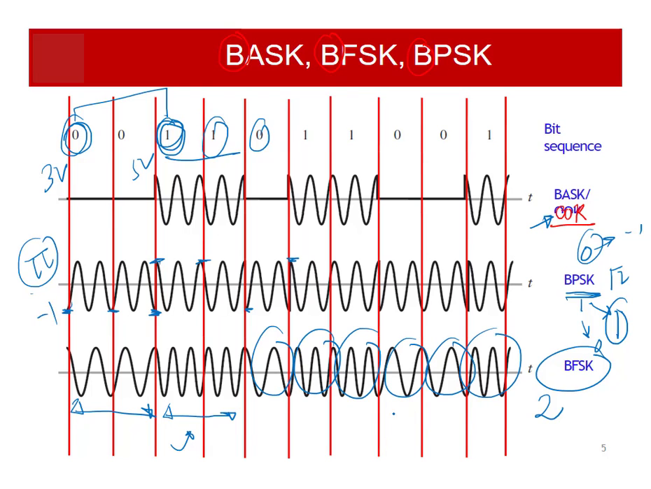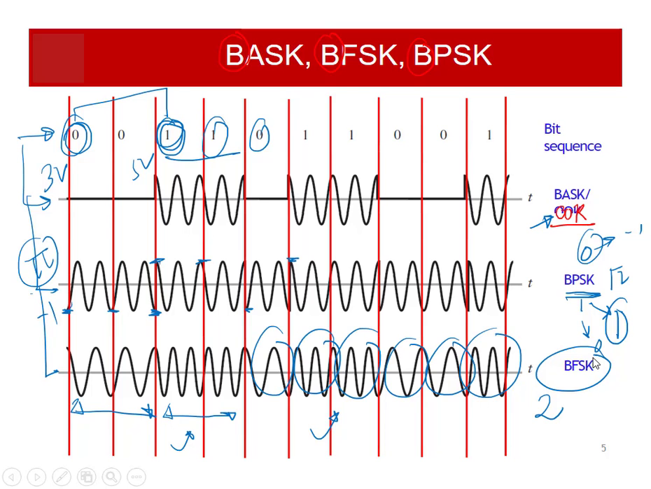So whenever it is higher frequency, it is bit 1. Whenever it is lower frequency, it is bit 0. That is basically all about BASK, BFSK and BPSK. In this section, we will try to understand the process of modulating the digital sequence into these signals in further sections of this lecture.